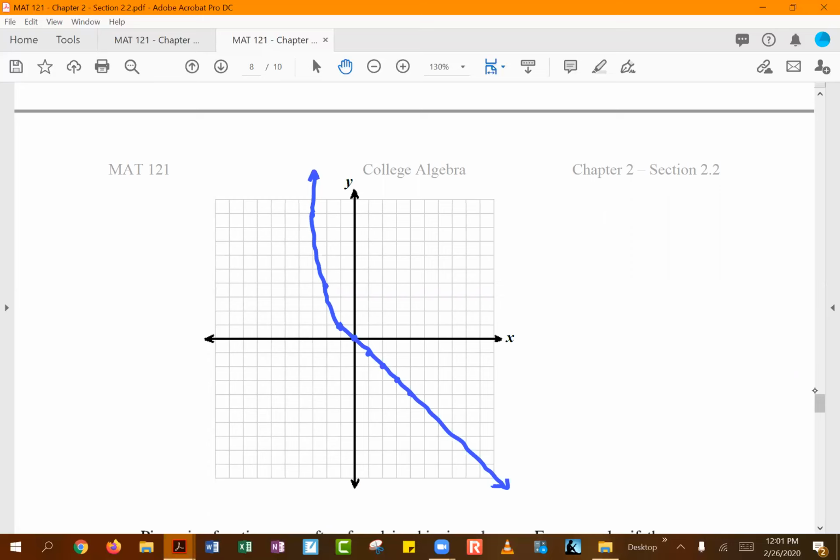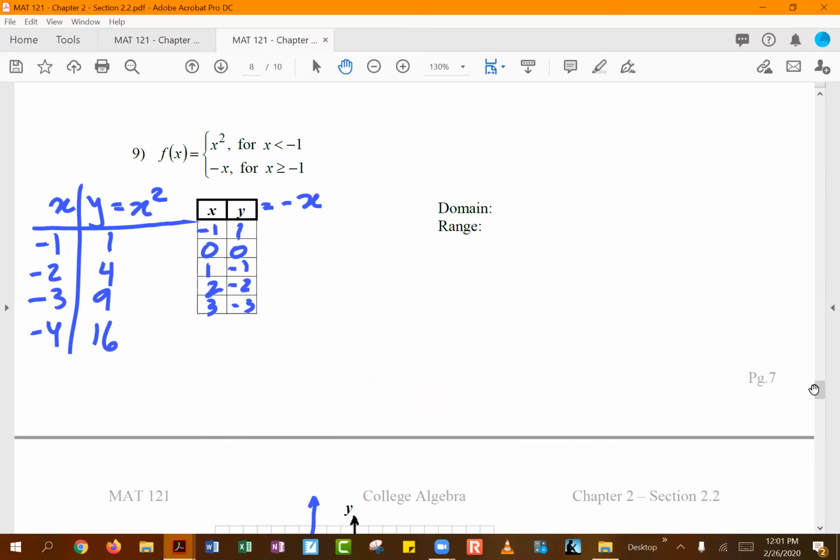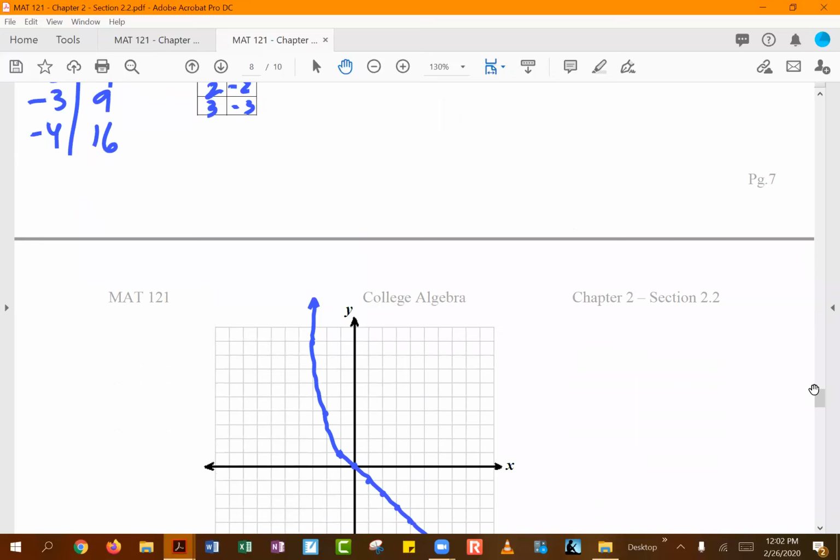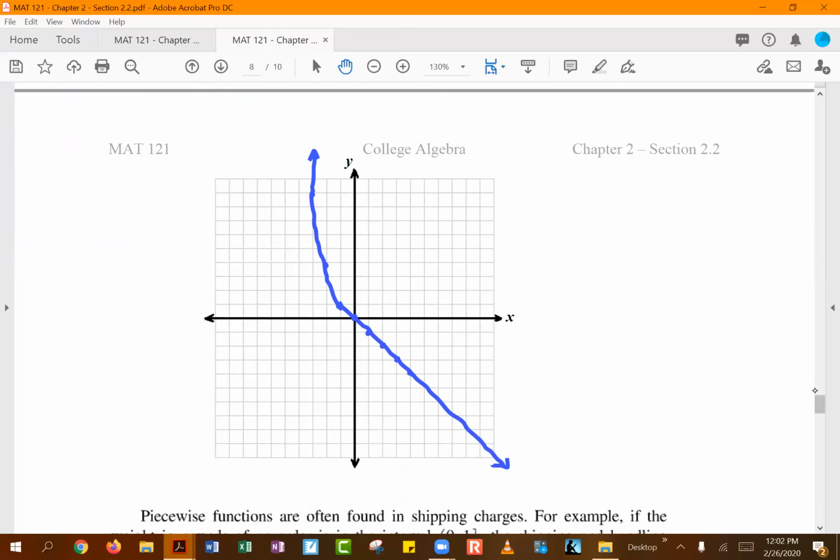Now, what is your domain and range for this function? -infinity to infinity for domain. Okay. And -infinity to infinity for range as well. Yeah, because you are covering all of your x and y values.